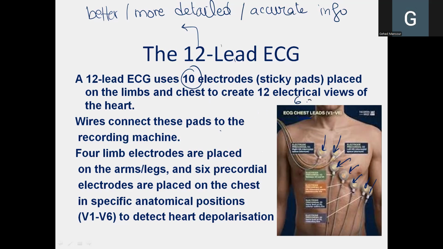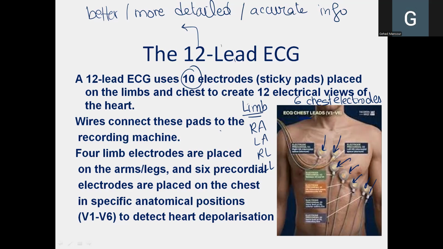Here, you can just see the 6 chest electrodes. But there are also 4 other limb electrodes that are attached to the right arm, to the left arm, to the right leg, and to the left leg. But they are not visible here. They'll be visible on another diagram.